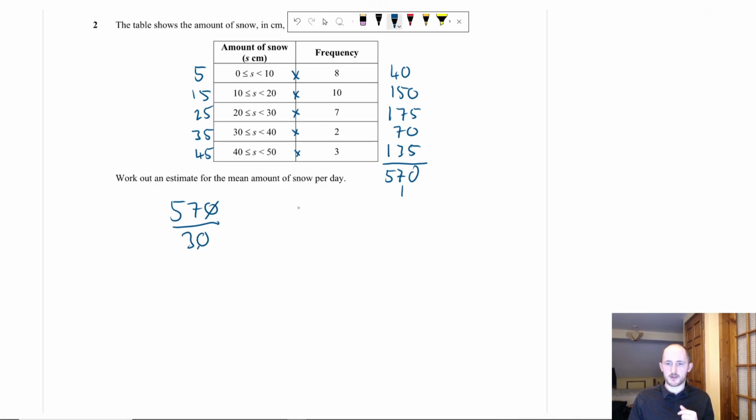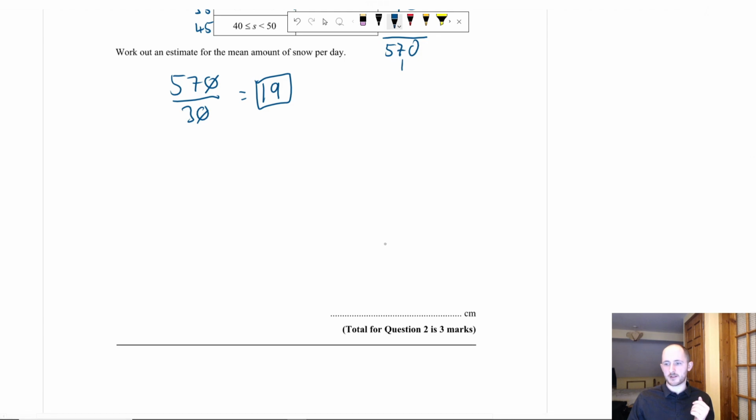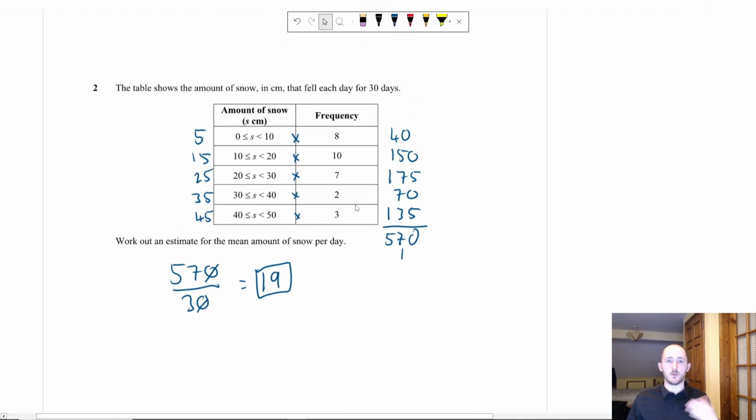So cross out the zeros. 57 divided by 3 is going to be 19. So that is my answer. And it's an estimate, so it's 3 marks, not too shabby. And again, this table would constitute working out, okay? So doing this would give you 1 mark. Dividing this is the 2nd mark. Getting the right answer is the 3rd mark. Okay.